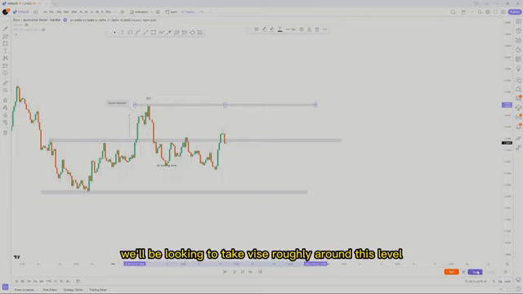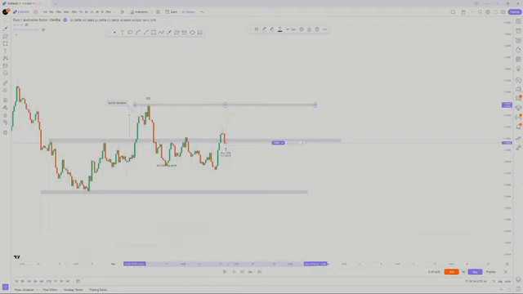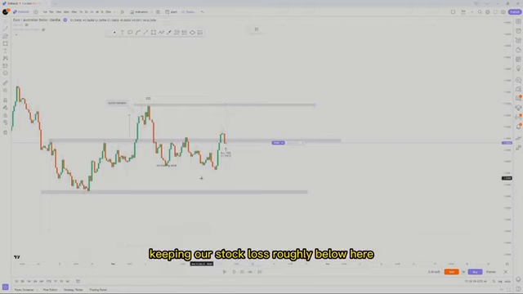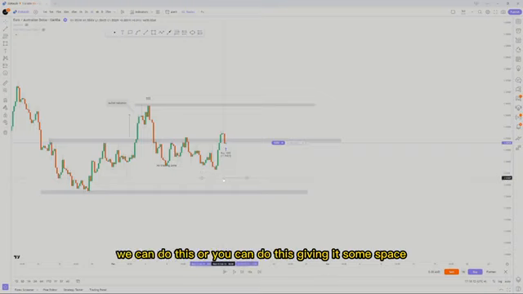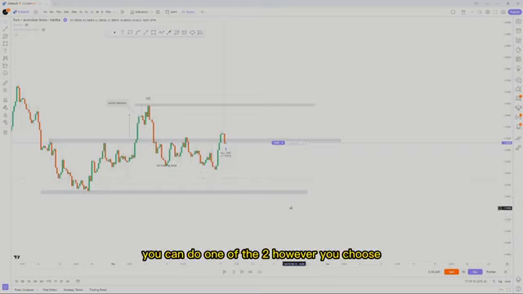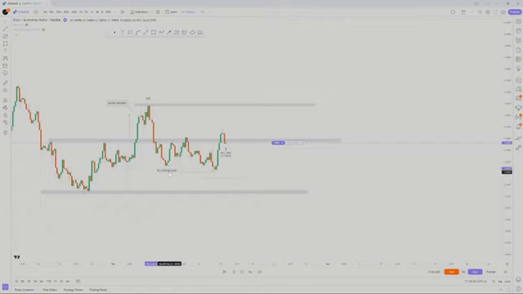We'll be looking to take buys roughly around this level, keeping our stop loss roughly below here, just giving it some space. We can do this, or you can do this, giving it some space. You can do one of the two, however you choose. I personally love giving my trade some space.